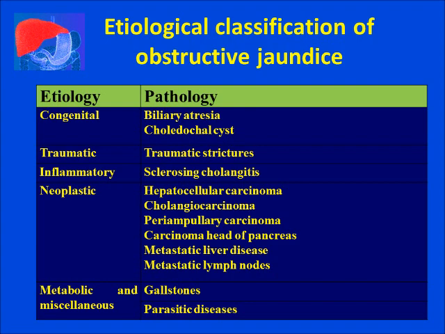The causes can also be classified etiologically as congenital, traumatic, inflammatory, neoplastic, and metabolic and miscellaneous. The congenital causes are biliary atresia and choledochal cyst. The traumatic cause is traumatic strictures, and the inflammatory cause is sclerosing cholangitis. Neoplastic causes are hepatocellular carcinoma, cholangiocarcinoma, periampullary carcinoma, carcinoma head of the pancreas, metastatic liver disease, and metastatic lymph nodes. The metabolic and miscellaneous causes are gallstones and parasitic diseases.